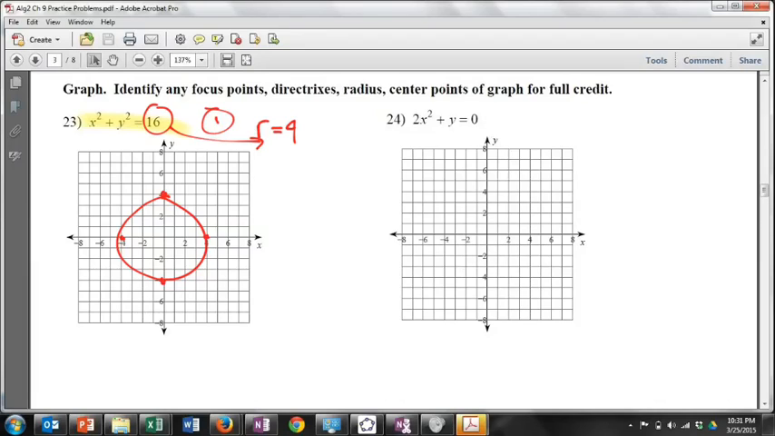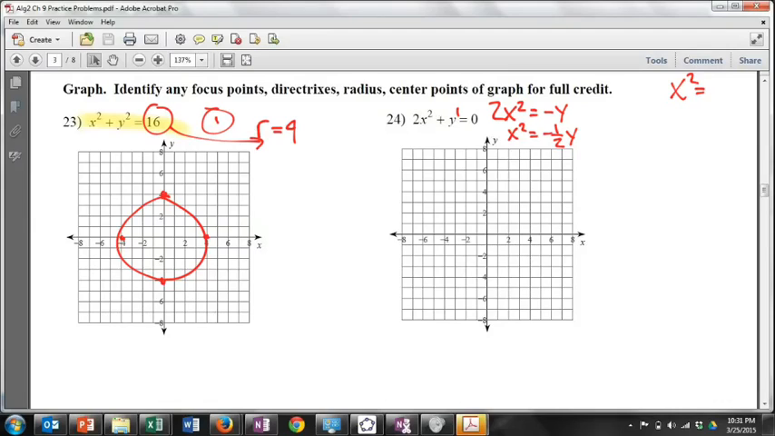Let's move on to the next one. Next one is a parabola. We have 1x squared and we have a y term here. So that tells us parabola. Let's put it into kind of our standard form where we have x squared is equal to, I'll keep the 2, is equal to negative y, and then x squared is equal to negative 1/2 y. And this is our standard form.